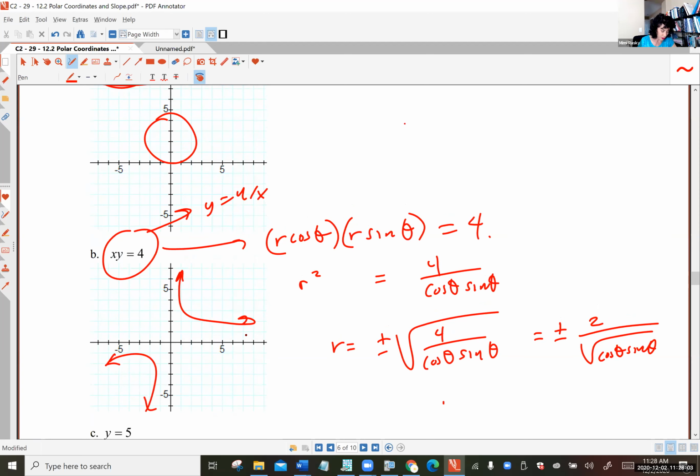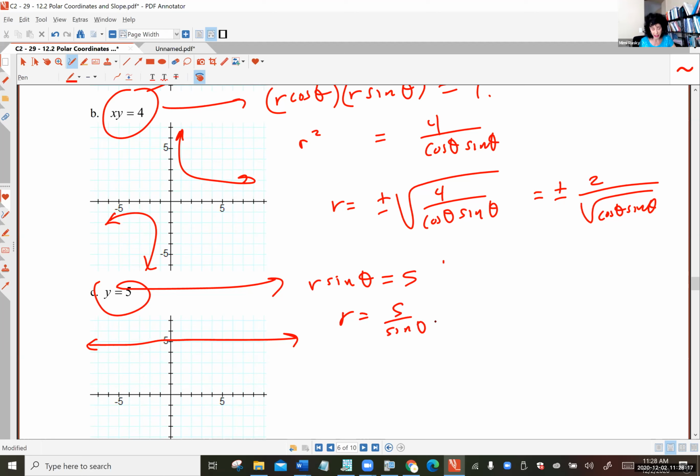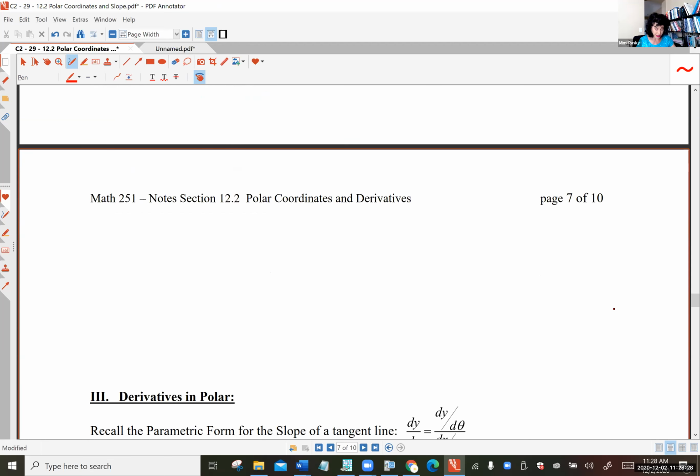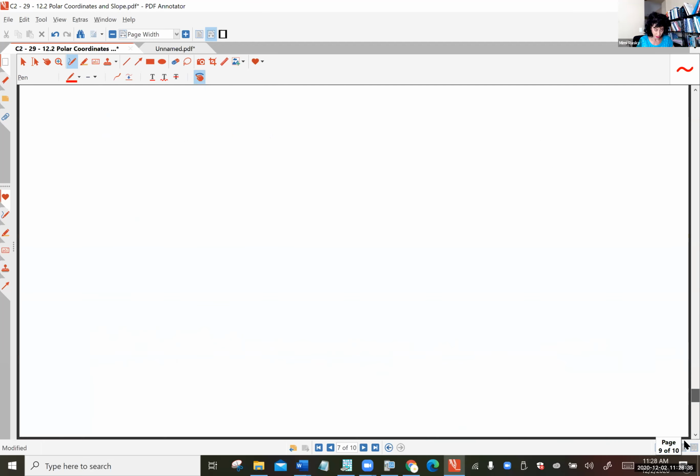And then finally, y equals 5, which everybody in the room knows is a horizontal line. But if you had to convert to polar, you would just replace y with r sine theta. That equals 5. And then if you rewrote it where r is written as a function of theta, it would look like 5 over sine theta, which is the same as 5 cosecant theta.